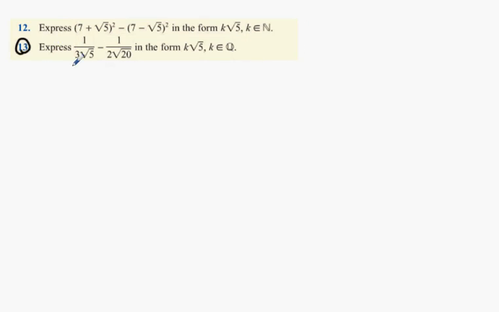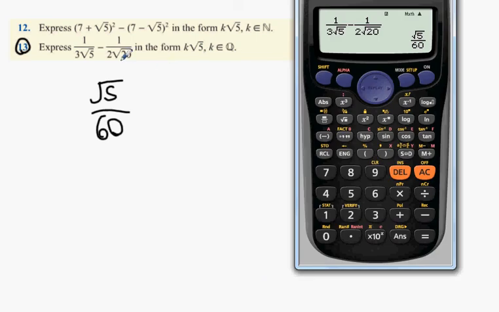On question 13, you're going to enter this into the calculator, okay? And when you get the calculator here, it's going to be root 5 over 60. Is that right? Root 5 over 60. Now, root 5 over 60, it's not exactly what we're... Did I write this down properly? Yeah, it is. 1 over 3 of root 5, take away 1 over 2 times root 20. Ah, it's a rational. Q is rational number.